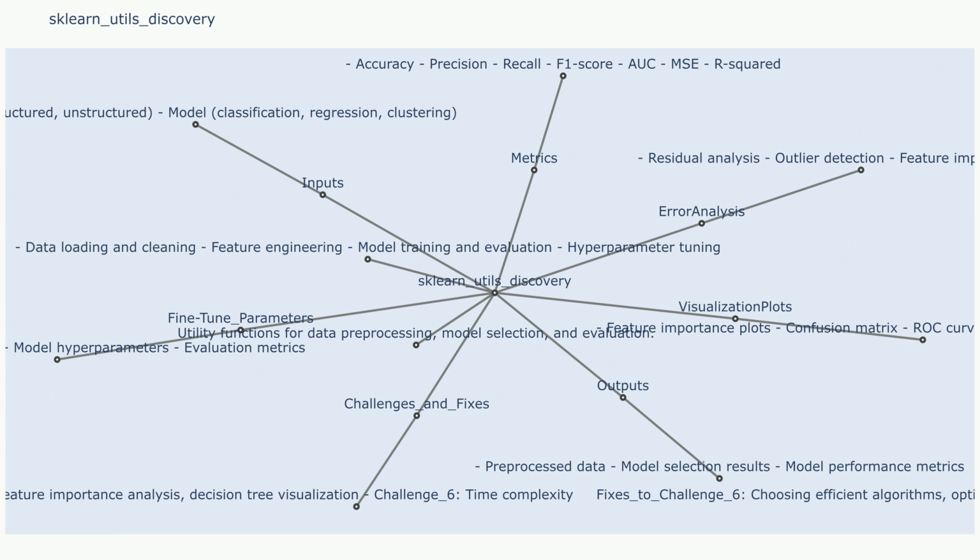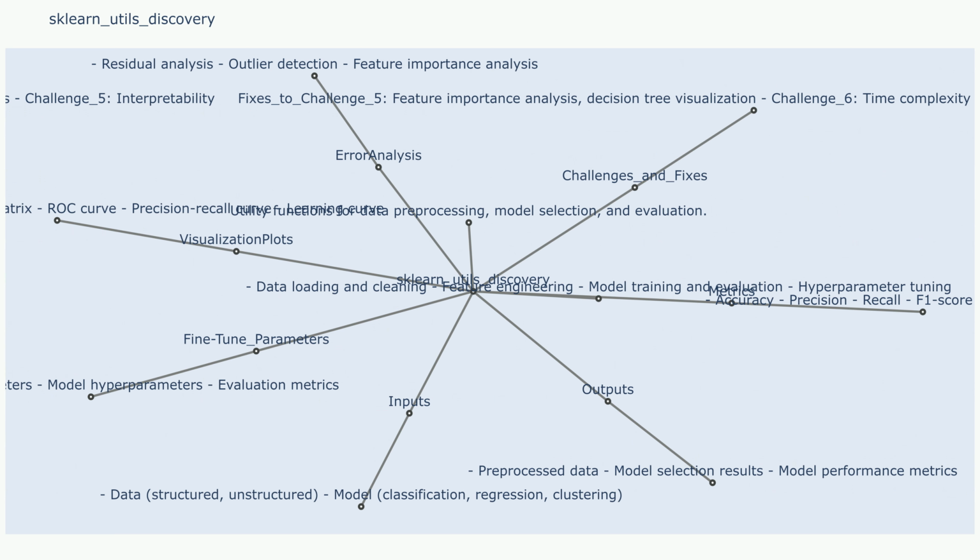Fine-tune parameters: preprocessing parameters: adjust parameters for data preprocessing techniques, such as scaling, normalization, or feature selection methods. Model hyperparameters: optimize hyperparameters for the chosen machine learning model, such as the number of trees in a random forest or the regularization strength in a linear model. Pipeline structure: experiment with different pipeline structures, including the order of steps and the inclusion of additional utilities, to improve performance.